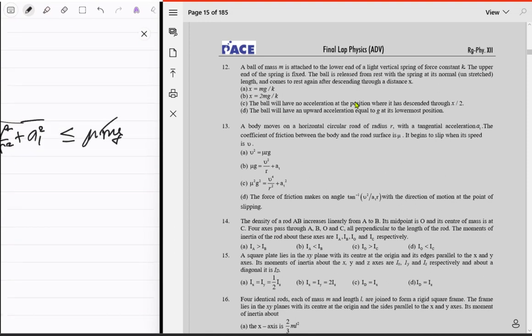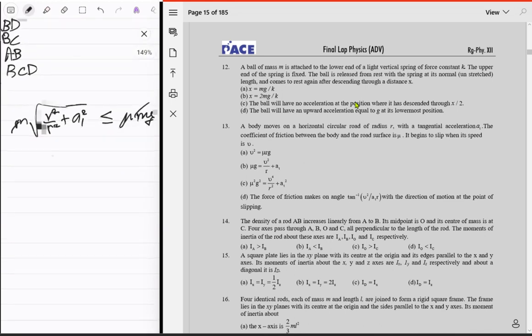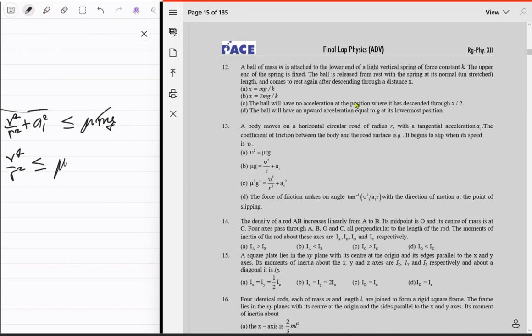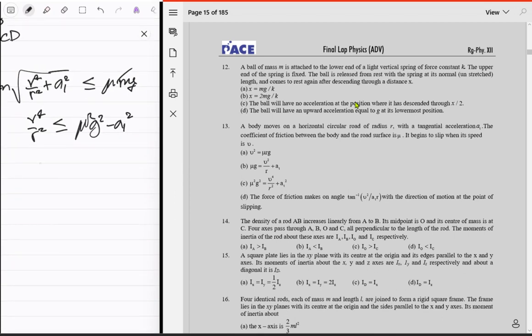तो मतलब क्या हुआ? So v power 4 upon r squared is less than or equal to mu squared g squared minus a1 squared. Speed is v, so v power 4 plus... ये चीज a t था, मुझे अभी तक a1 दिख रहा है. So C looks correct.